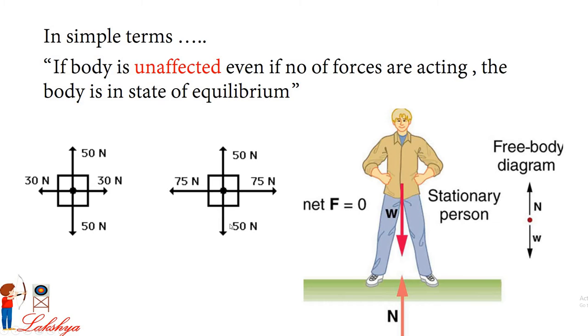Now you can consider this body also. 50 Newton in upward direction, 50 Newton in downward direction. Same way, 75 in left and 75 in right direction. Here the body is unaffected even though a number of forces are acting. Now, you can say the body is in the state of equilibrium.